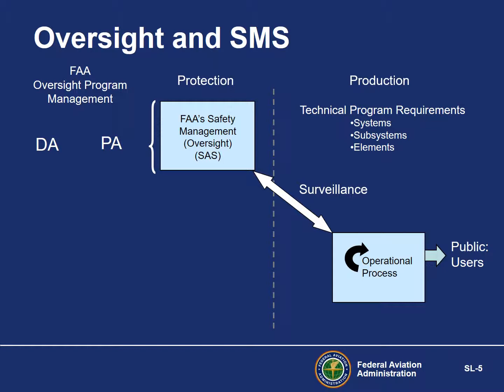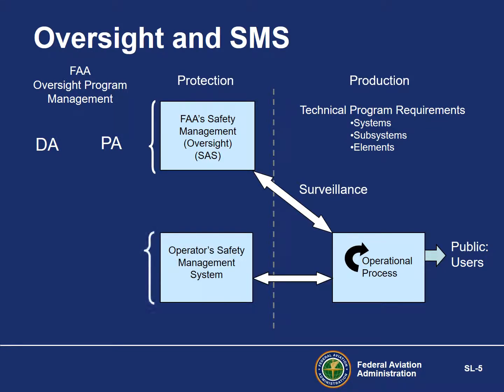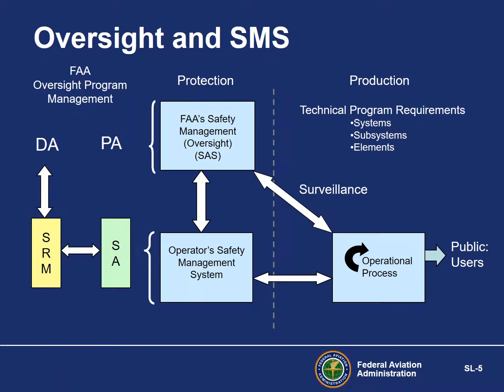Real safety management must involve processes from within the operator's organization. Thus, we add the operator's SMS, the external SMS, consisting primarily of the two functional processes of SRM, design, and SA, performance, that we discussed earlier. These are supported by the policy and promotional components of the SMS.